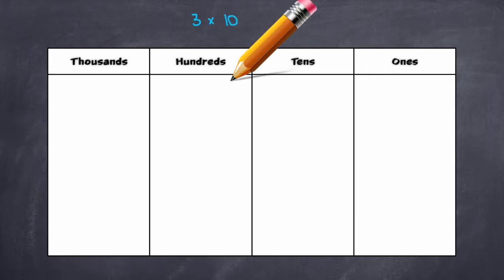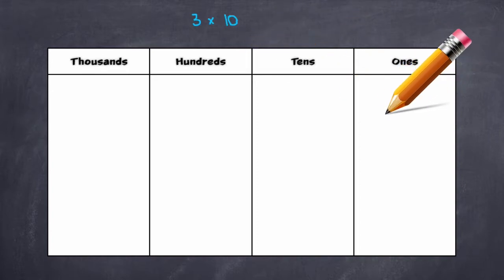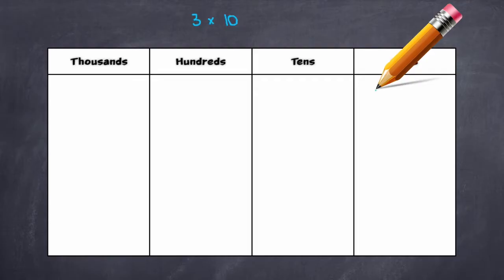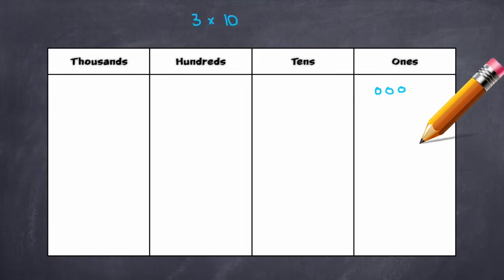Now, right off the bat, you might know the answer to this one. It's pretty easy to do in our head, but I want to show you some of the math behind it. So I'm going to come over here to the place value chart, and I'm going to draw 3 ones. 1, 2, 3, because that's what we're starting with, and we're multiplying that by 10.